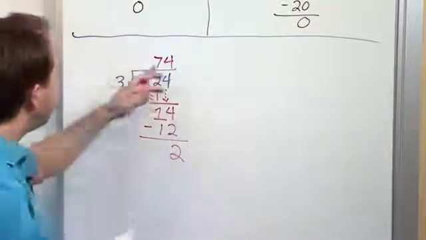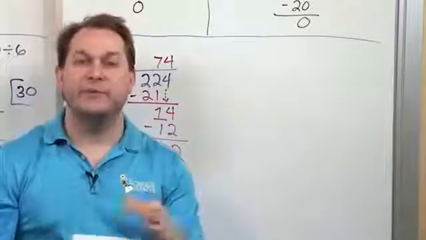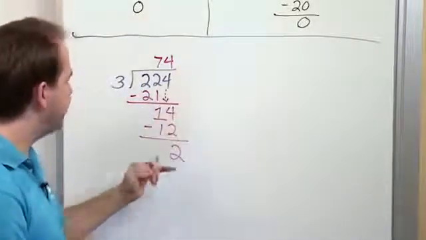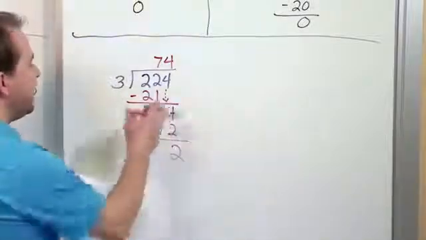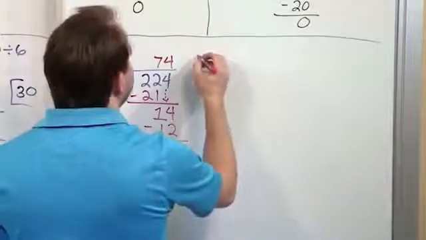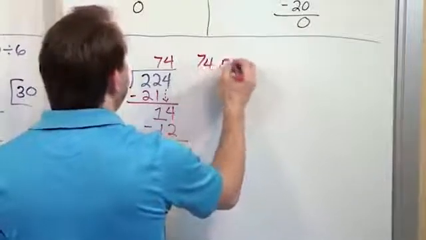All right, so we've done the subtraction. After the subtraction step, you always look and see, can you drop another digit down? Here we cannot drop another digit down. There's nothing else to drop. And I've done the subtraction, I've done the division. So the answer to this problem is 74 with a remainder of 2.